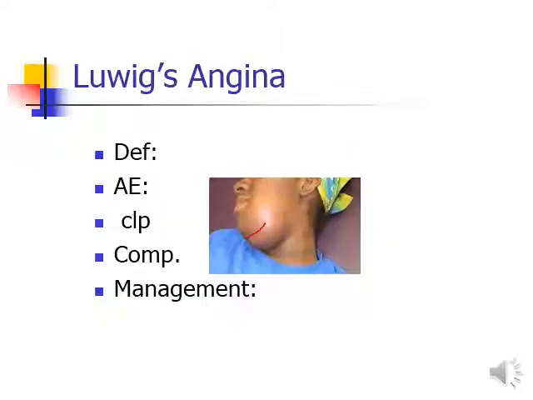We start with what's called Ludwig's angina. The definition of Ludwig's angina: it's the inflammation and infection of the submental space, as we can see here. And the etiology: in most of the cases, it takes place secondary to dental infection, especially of the teeth of the lower jaw.